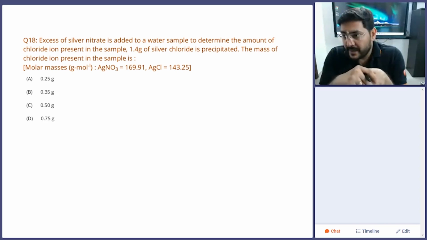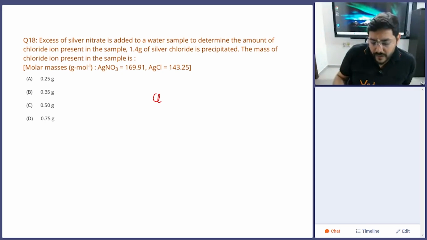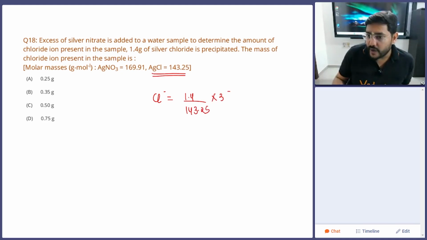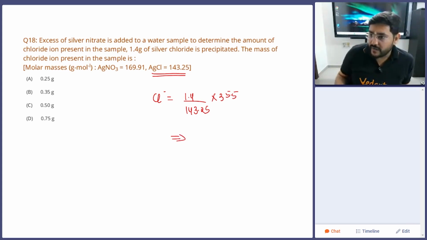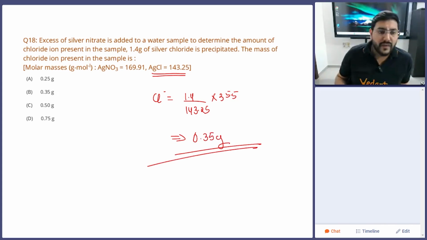1.4 gram of silver chloride is precipitated. The mass of chloride ion present is? So can we calculate? Yes, we can easily calculate it. Here 1.4 gram of silver chloride is precipitating. The molecular weight is 143.5, and we multiply by 35.5. Sir, what is 35.5? That is the atomic weight of Cl. So what are we going to get? That is 0.35. We can easily calculate the chloride ion weight.